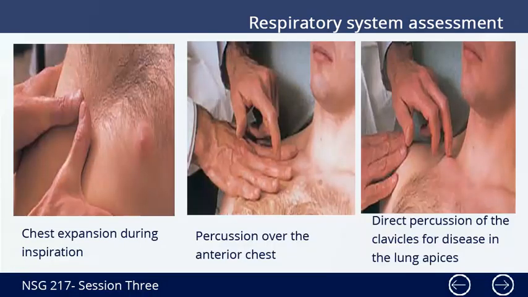The different pictorial assessment of expiration, inspiration, and also percussion of the anterior chest wall and direct percussion of clavicles for disease in the lung apex.